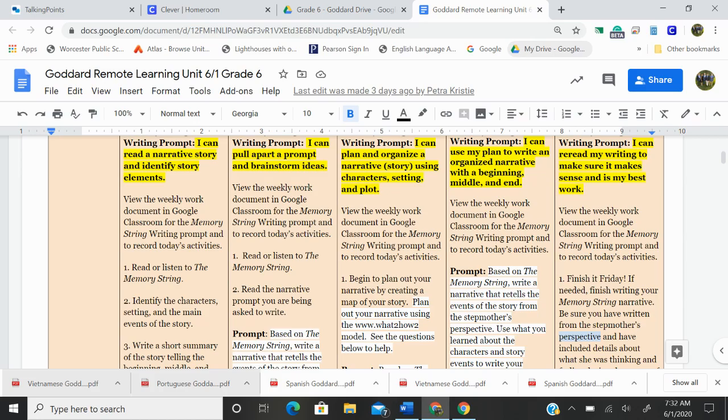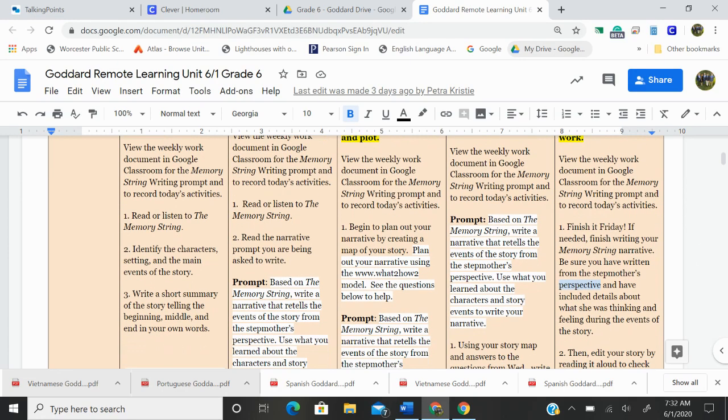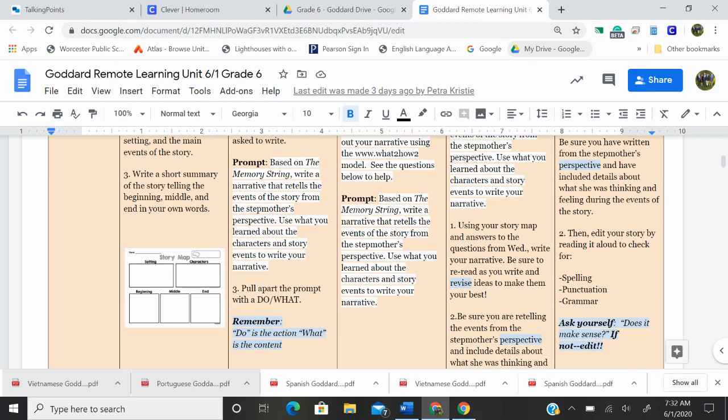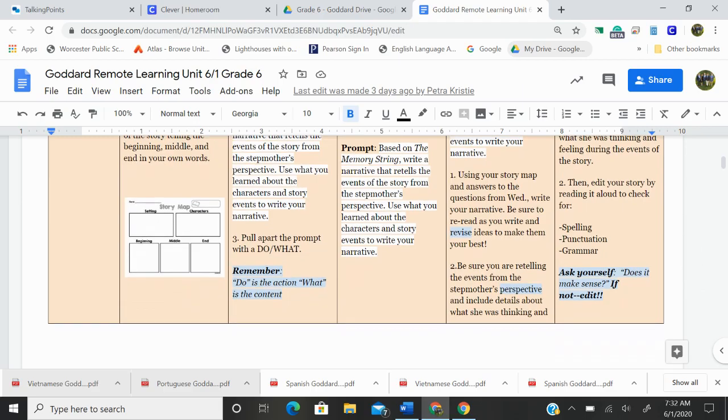1. Read or listen to The Memory String. 2. Identify the characters, setting, and the main events of the story. 3. Write a short summary of the story telling the beginning, middle, and end in your own words. And here's a little visual of a story map that you can use if you choose to put in your setting, characters, beginning, middle, and end.